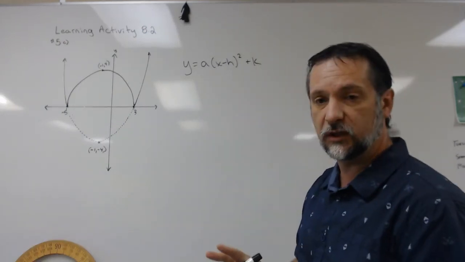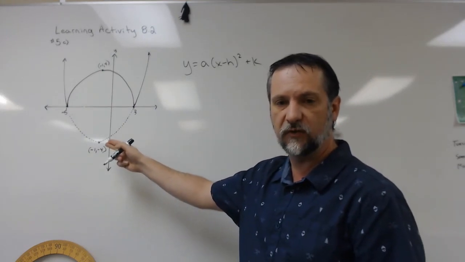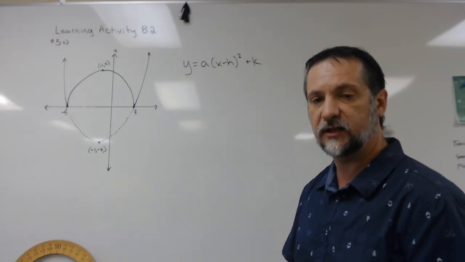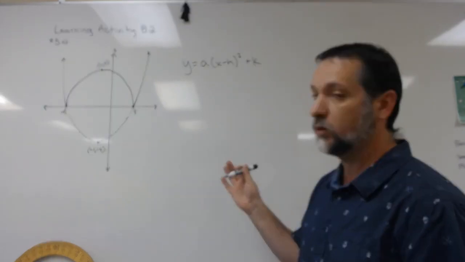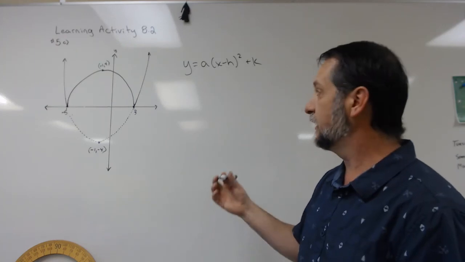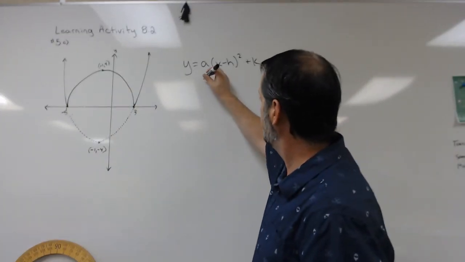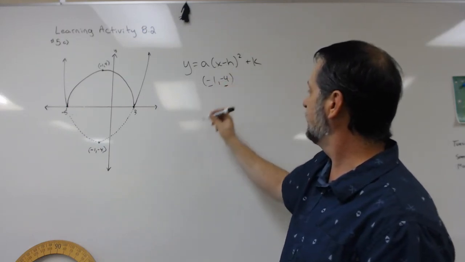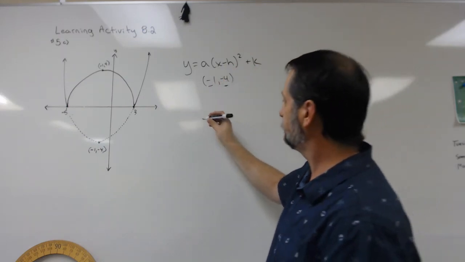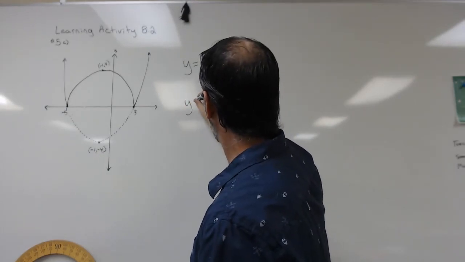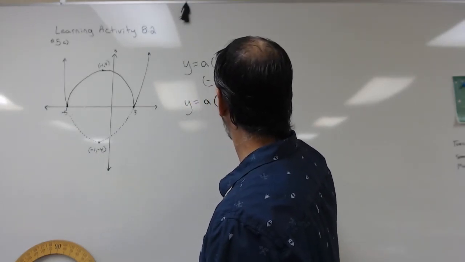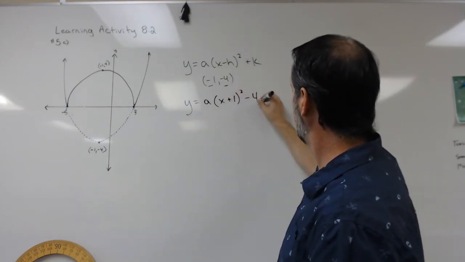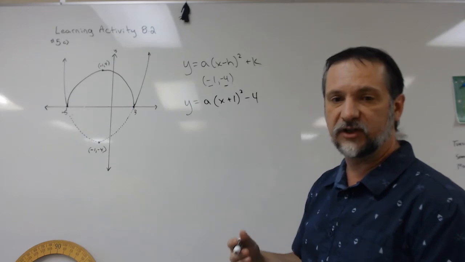For the original equation, where the vertex falls below the x-axis, I'm going to use the y equals a times (x minus h) squared plus k formula, so vertex form. All I got to do is plug in my vertex at -1, -4 for my h and my k values. So y equals a times (x plus 1) squared, because it's minus a -1, minus 4.